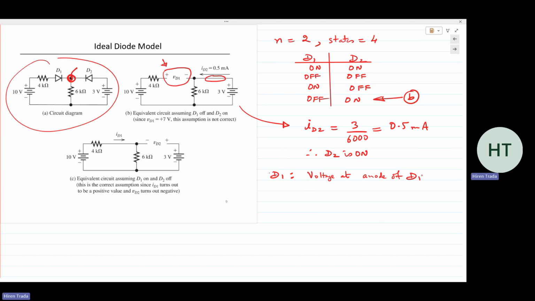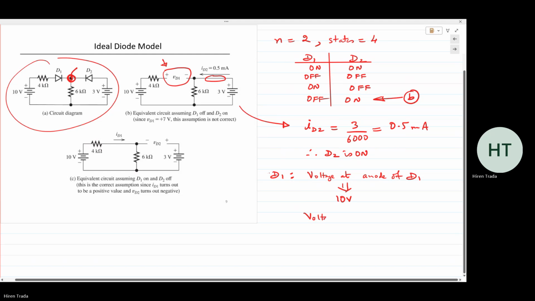No current flowing through means the voltage drop is 0. If the voltage drop is 0 and you have 10 volts at one end, that means you have 10 volts at the other end. That's the fundamental concept. So the voltage at the anode of D1 is 10 volts. What is the voltage at the cathode of D1? 3 volts.